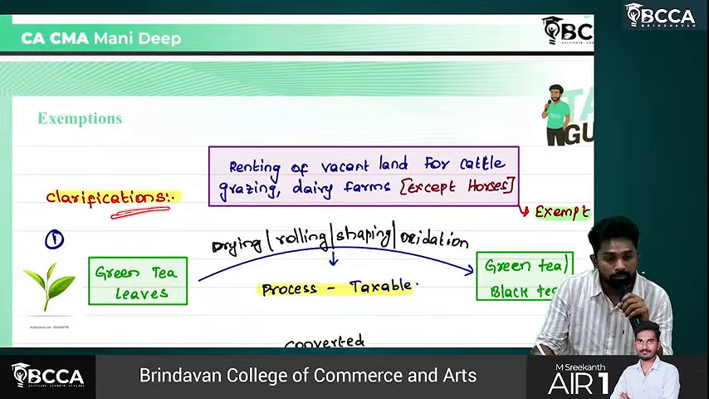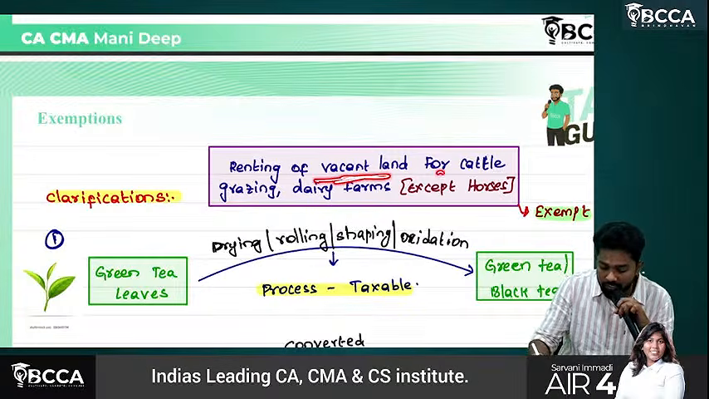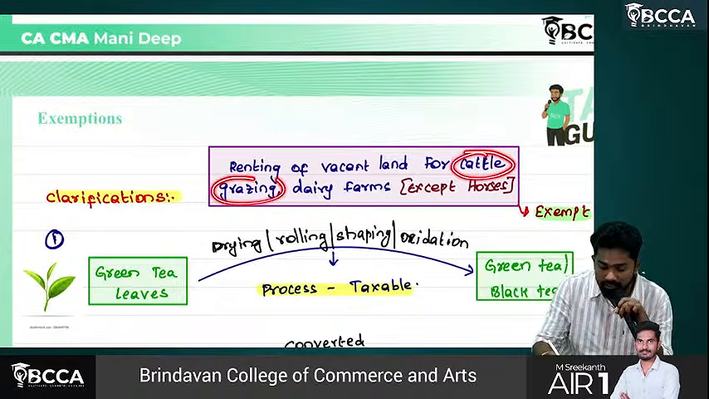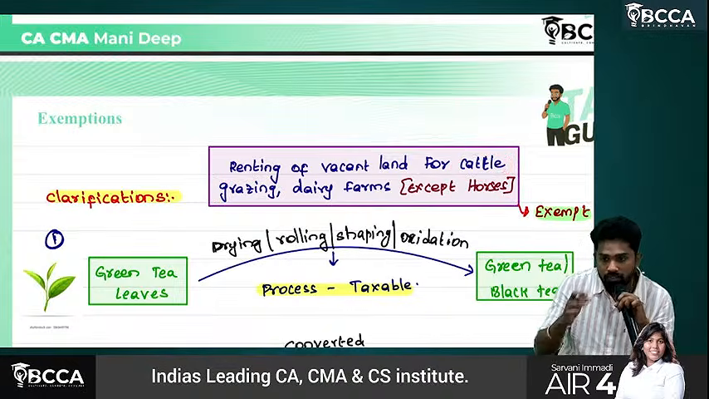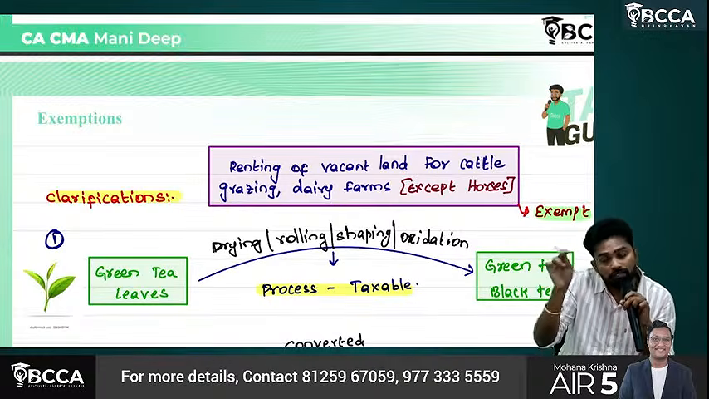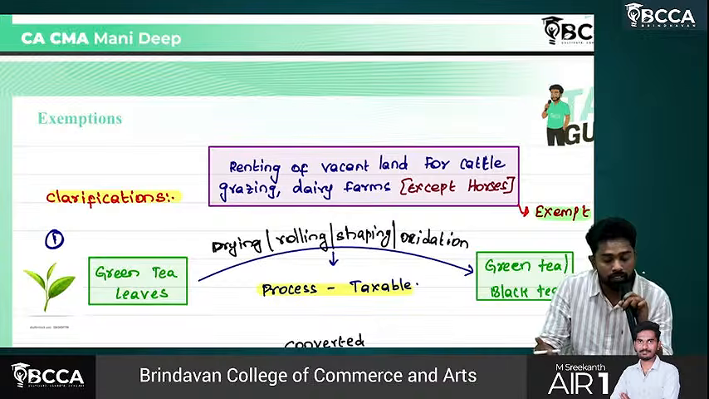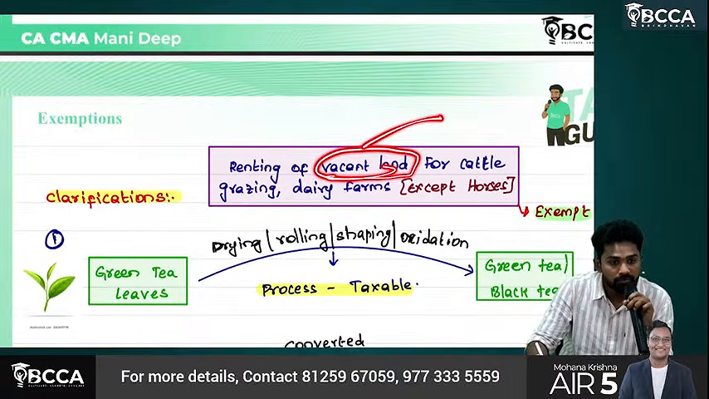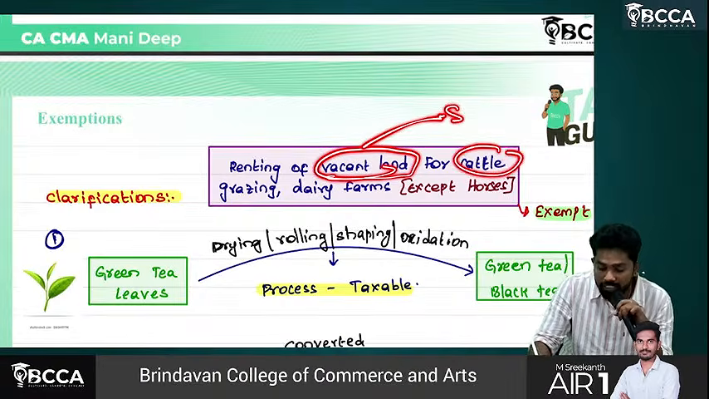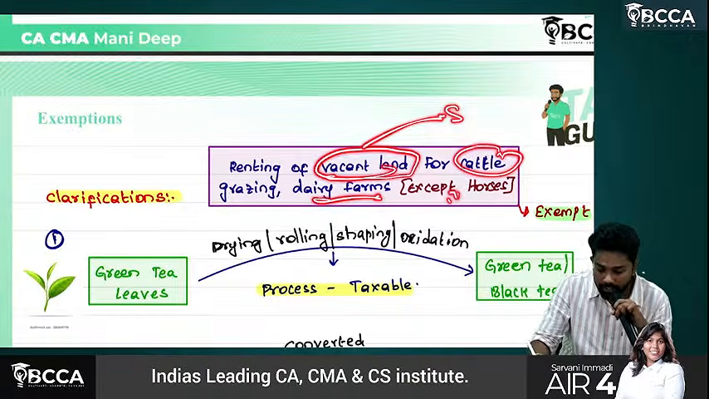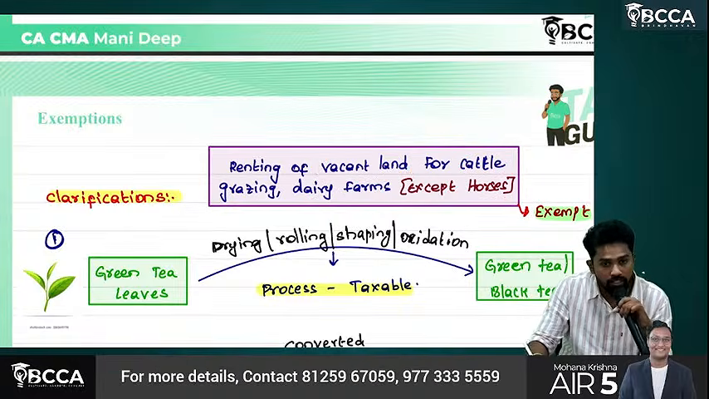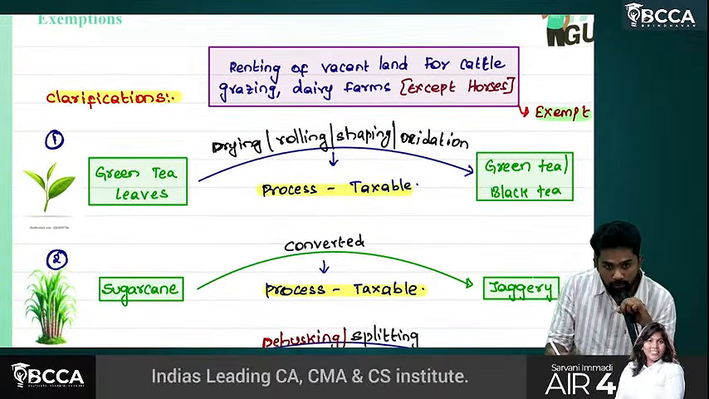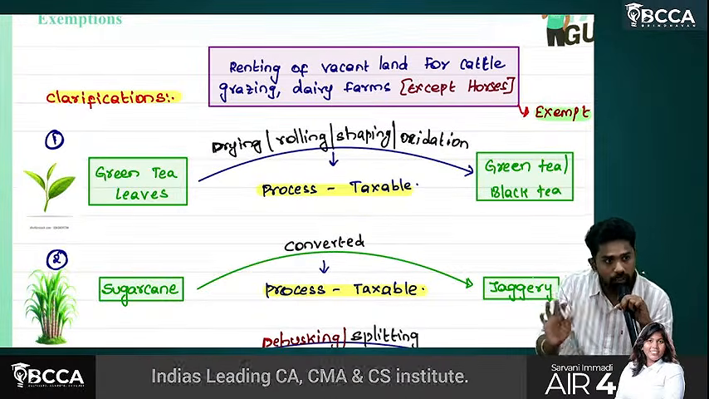Then clarification, sir. First one, renting of vacant land for cattle grazing, dairy farms. Sir, cattle grazing means what? The same point came in yesterday's class also in a question. Vacant land given for a stud farm is taxable. But for cattle grazing or for dairy farms, exempted. Except for horses. That means for stud farms, taxable. Other than stud farms, exempted. Then, sir, understand here, this process changes the essential characteristics. That's why all these processes are taxable.